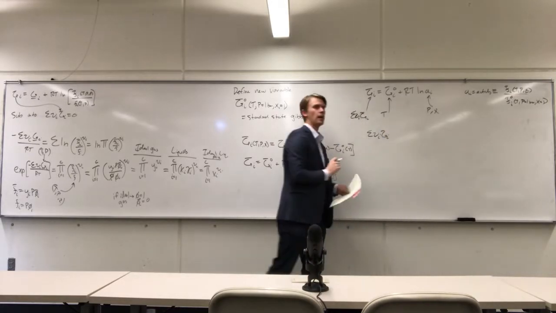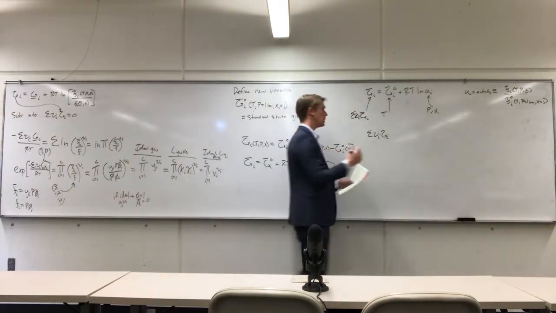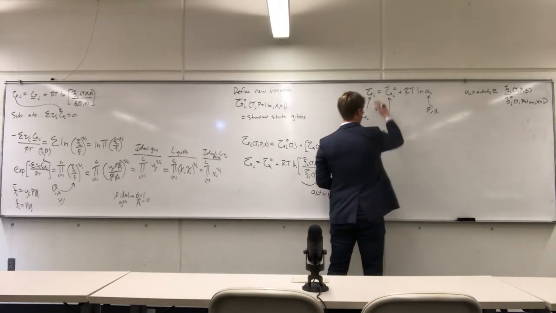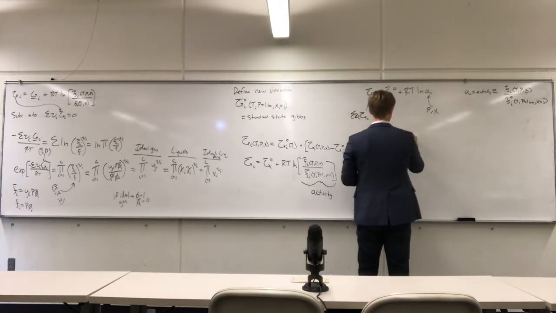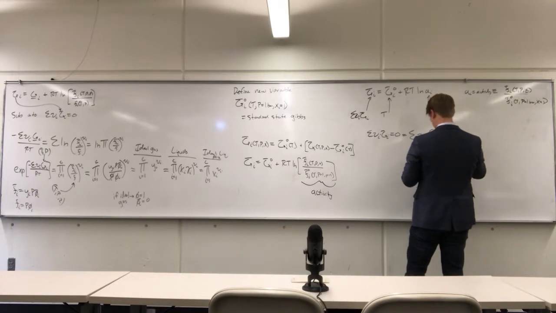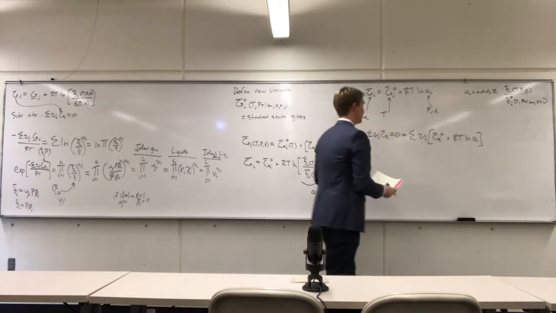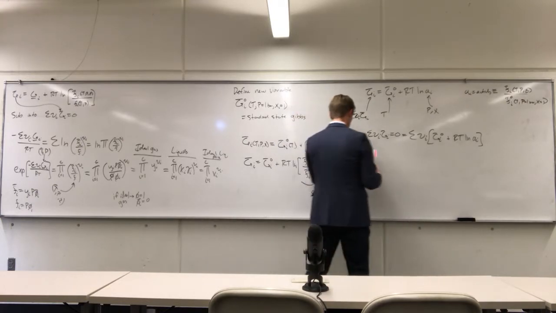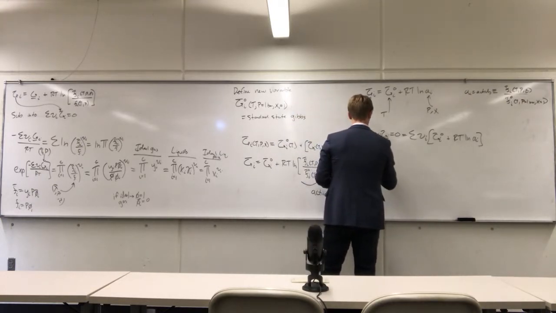So if we do exactly the same approach right here, where we write that the summation of the partial Gibbs multiplied by their stoichiometric coefficients is equal to 0 at equilibrium, we substitute in our expression here. So exactly the same procedure, but this time what we're going to get is an expression that looks like this.